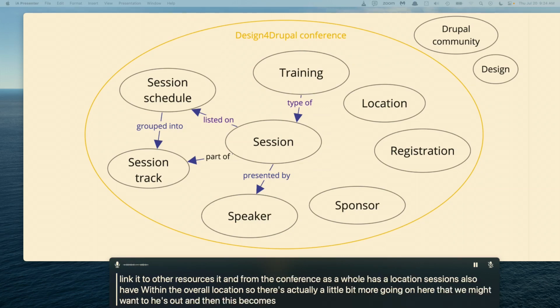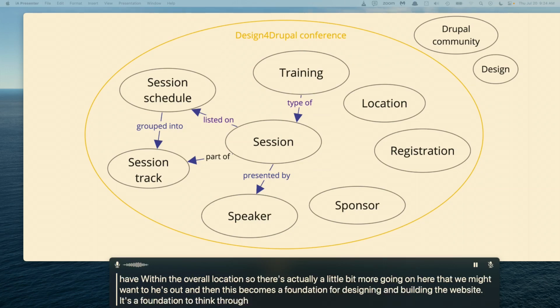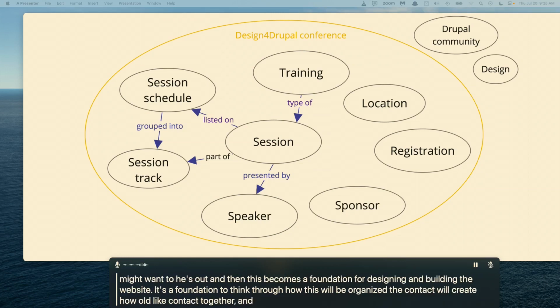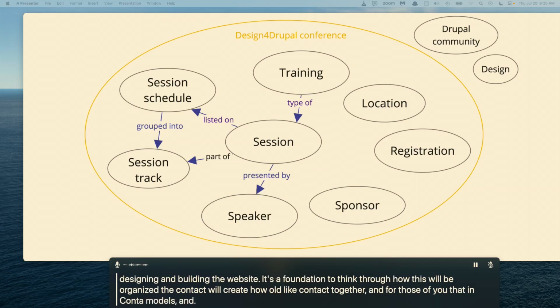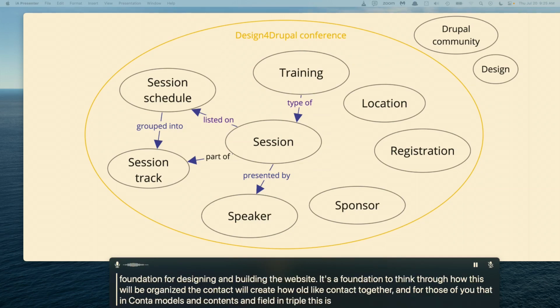And then this becomes a foundation for designing and building the website. It's a foundation to think through how the site will be organized, the content we'll create, how we'll link content together. And for those of you building content models and content types and fields in Drupal, this is a foundation for that as well.